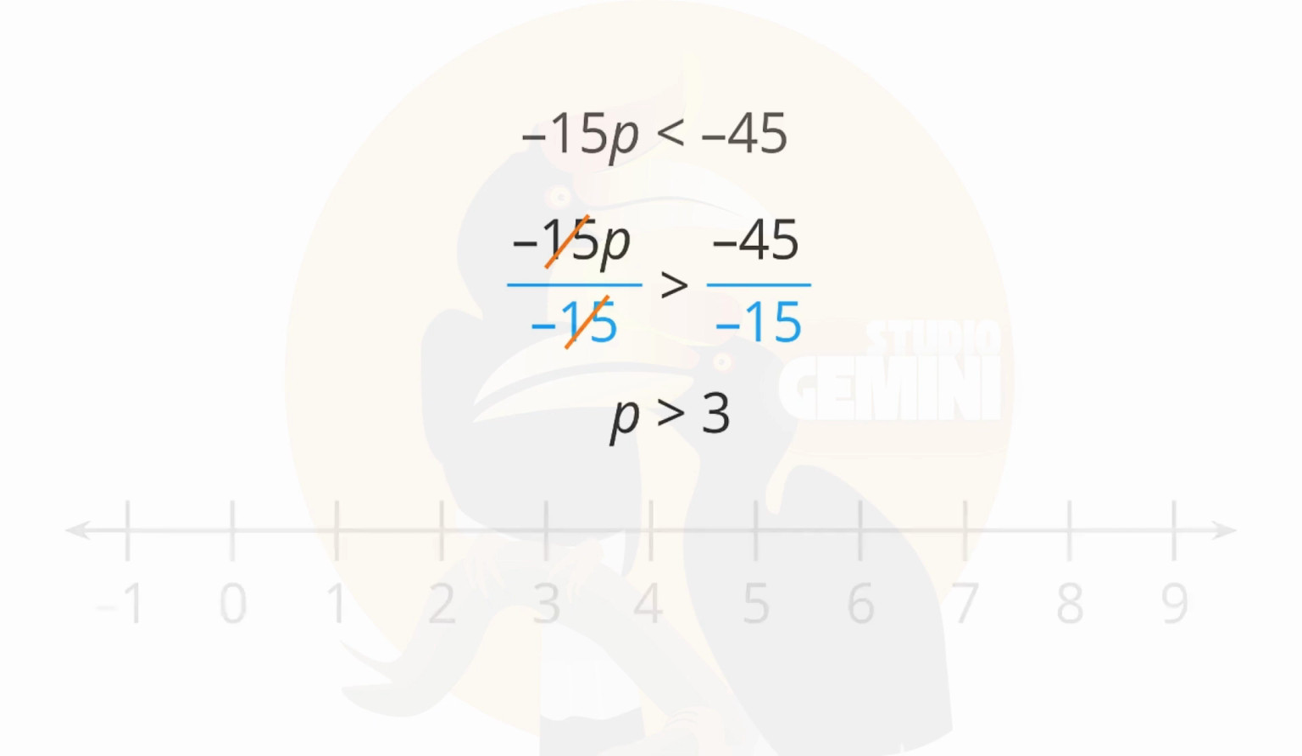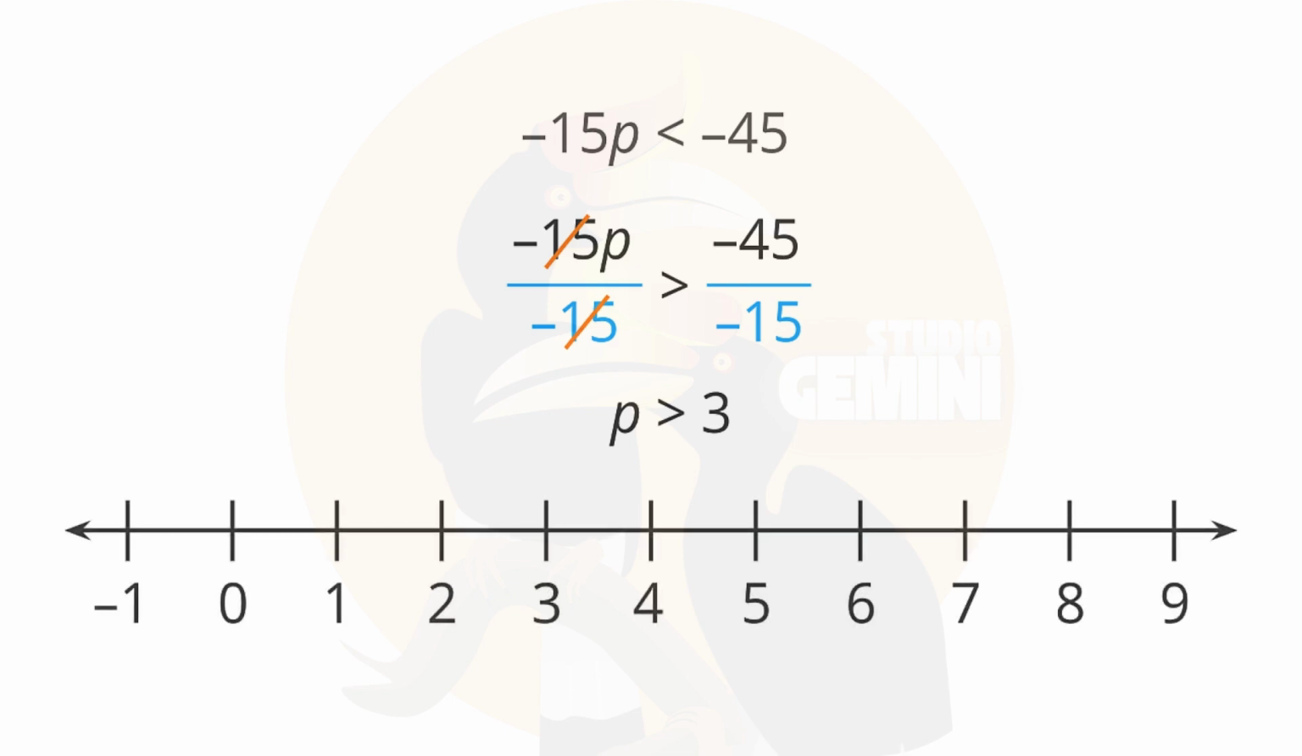Let's graph this solution. Here 3 is not included because 3 is not greater than 3. So we will plot an open circle at 3. We have p is greater than 3, and numbers to the right of 3 are greater than 3, so our ray will go to the right.